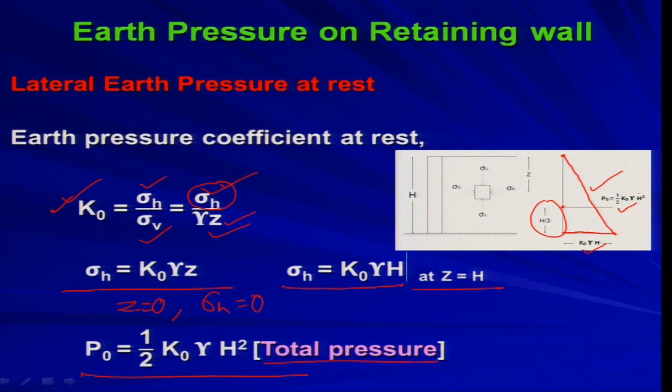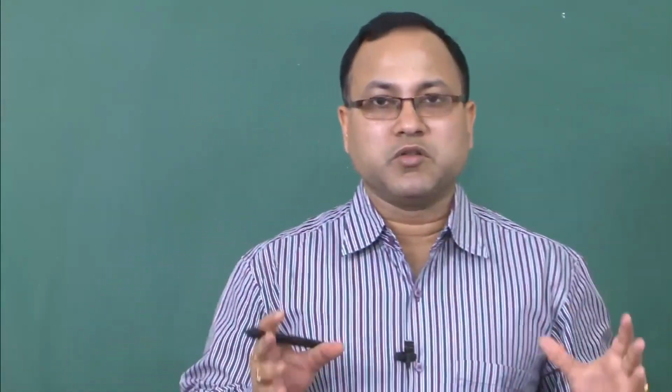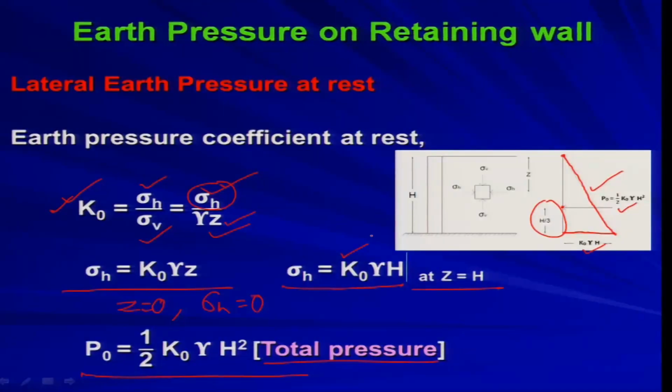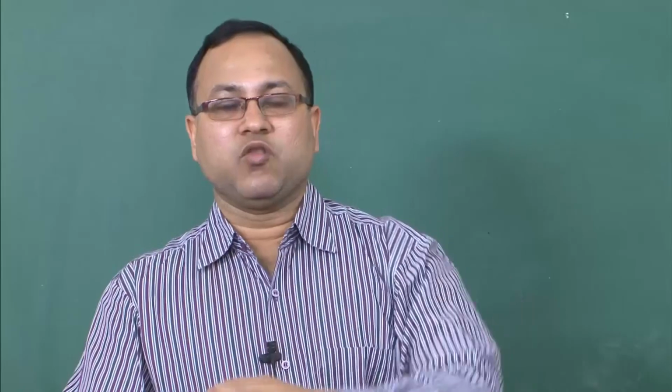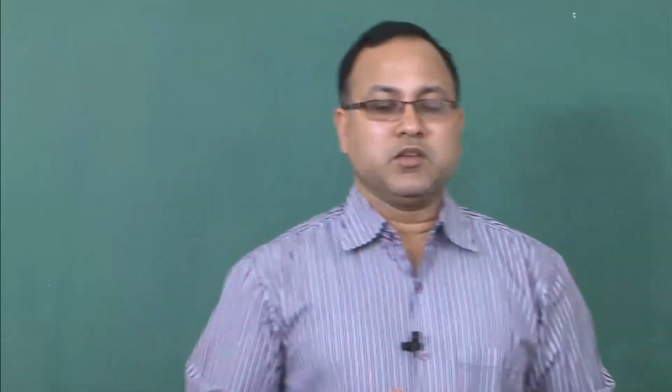Now, in all these equations or the formulation, we know how to find out sigma h and the total pressure, but provided we know K naught. K naught is nothing but the earth pressure coefficient at rest condition. If I know this K naught value, then only I can find out the magnitude of the total thrust and pressure at different locations. Sigma h is only known when you know the K naught value. So, let us find out how to find out K naught, the value of K naught.